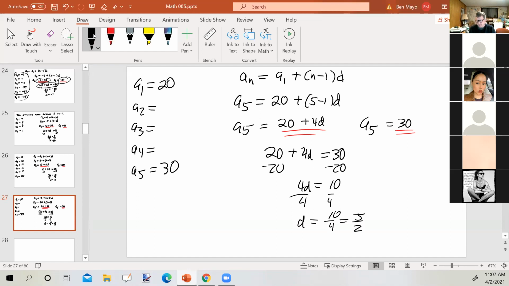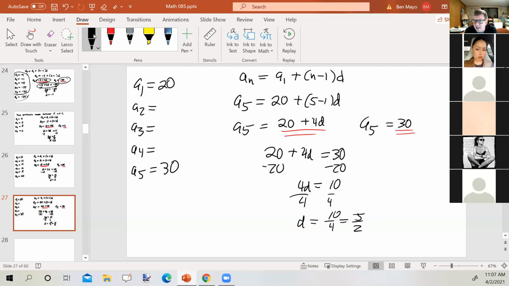Now, I could write that as 2.5. Keep in mind the warning I gave you, I think on the first day. Mixed numbers don't work well in WebAssign. And also you don't want to round off a decimal number. So unless it's an exact decimal number, you probably should use fractions, which is what I'm going to use here. So the common difference is 5 halves.